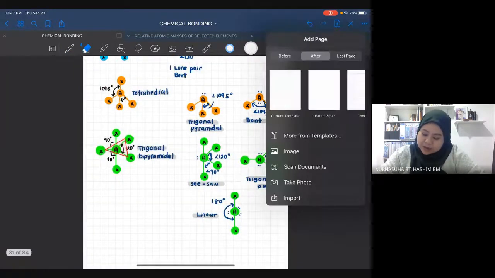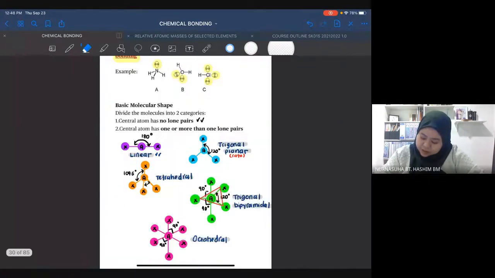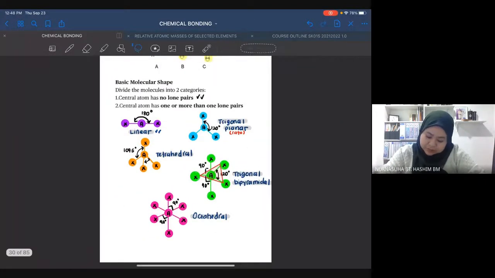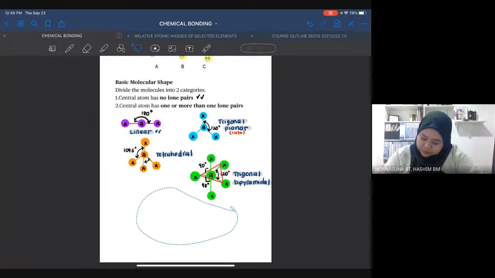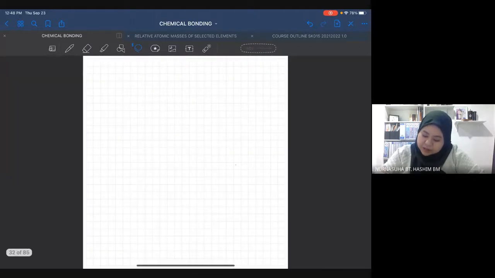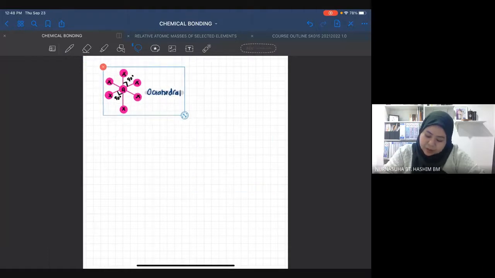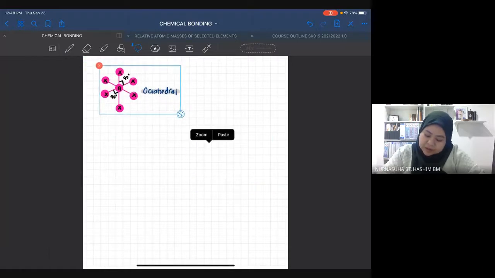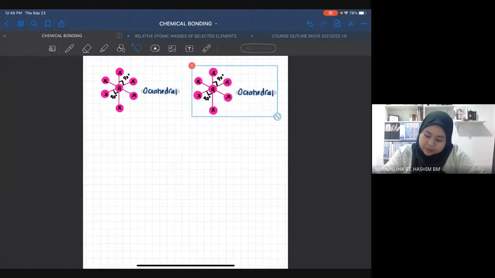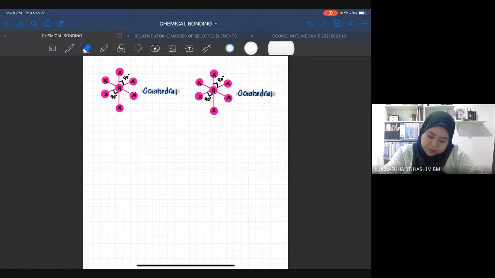Okay. So last one is octahedral. So what I'm trying to say here, once kita ada lone pair, you kena padamkan bond. Itu je yang you kena buat. And the bond angle a bit different lah.